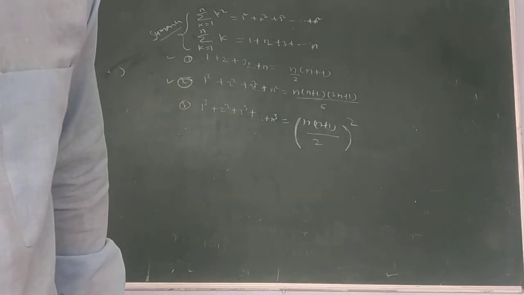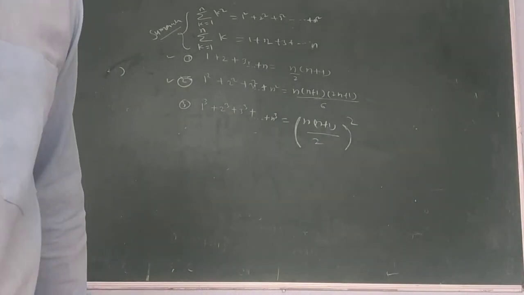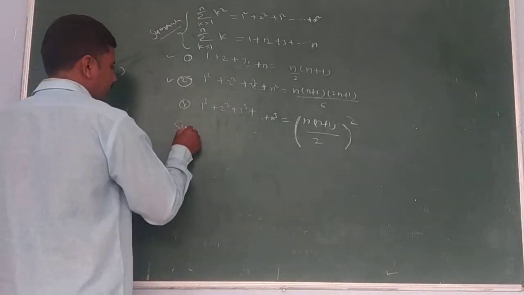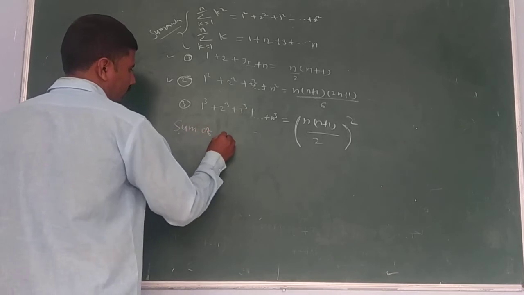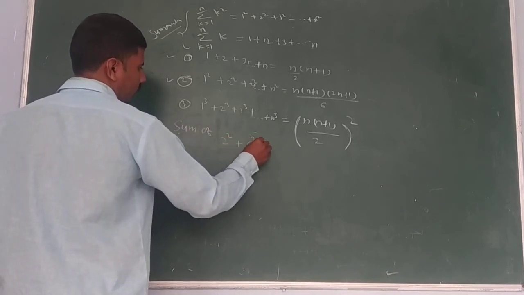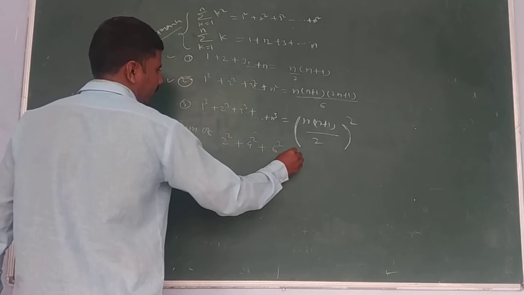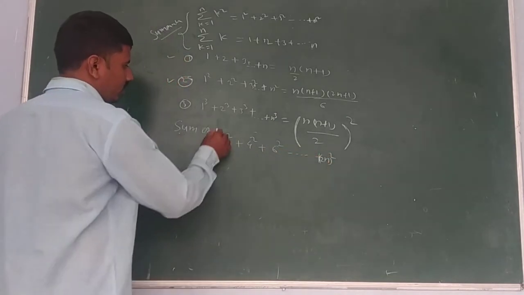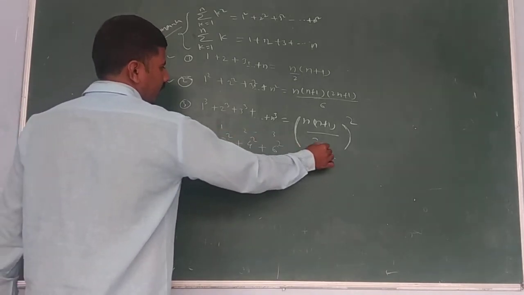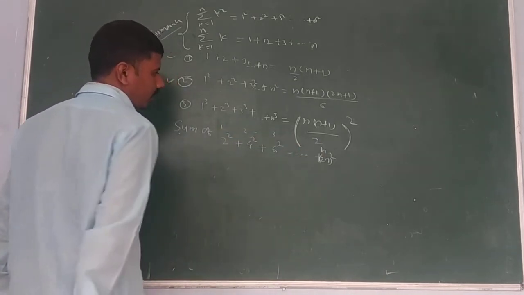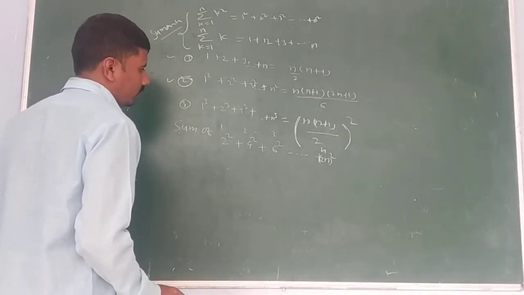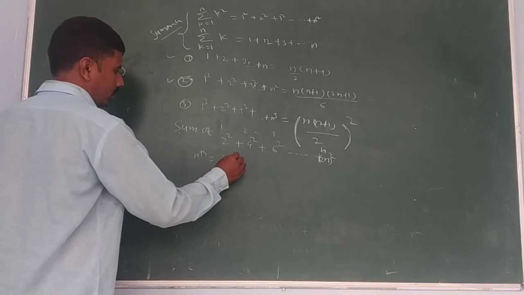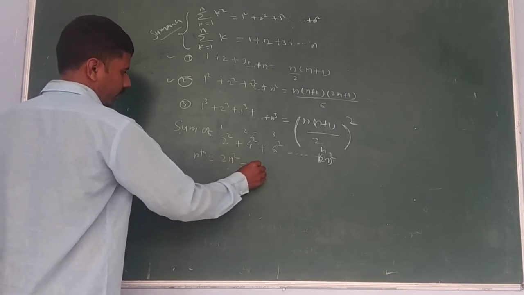The second example is 2 square, 4 square, 6 square, till 2n square. We have to determine the sum of 2 square, 4 square, 6 square till 2n square. This is the first term, second term, third term, and this is the nth term. So the nth term will be 2n square, so it is 4n square.